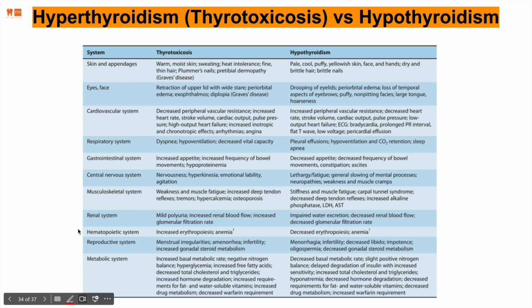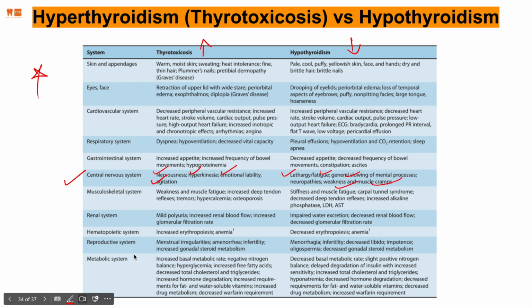Lastly, hyperthyroidism, thyrotoxicosis, or hypothyroidism: how do they affect different systems? This chart very well explains it. Let's talk about a couple of things here. In the central nervous system, hyperthyroidism causes nervousness, hyperkinesia, emotional lability, and agitation. Whereas hypothyroidism causes lethargy, fatigue, slowing of the mental process, weakness, muscle cramp, right?